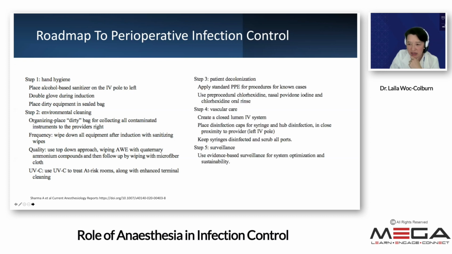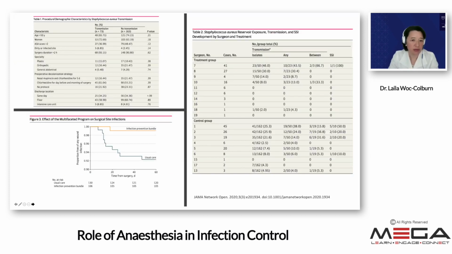Patient decolonization, so chlorhexidine. We use mupirocin. In the study they did iodine. You want to have vascular care. So you have a closed lumen for the IV system, disinfection caps for syringes and hub disinfection. To the provider, left IV pole, keeps syringes disinfected and scrubs all ports, and a surveillance in order to optimize everything. So let's look at this.